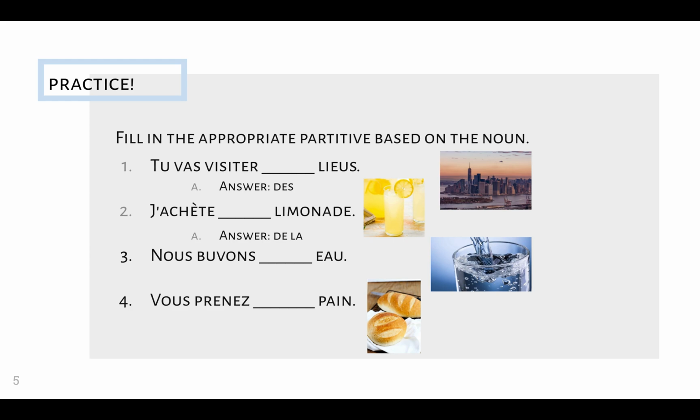For number 3, nous buvons blank eau. So we know that this is a feminine singular noun and it starts with a vowel sound. Therefore, we know it's going to be de l'. And number 4, vous prenez blank pain. So we know that pain is a masculine singular noun. So that would be du.